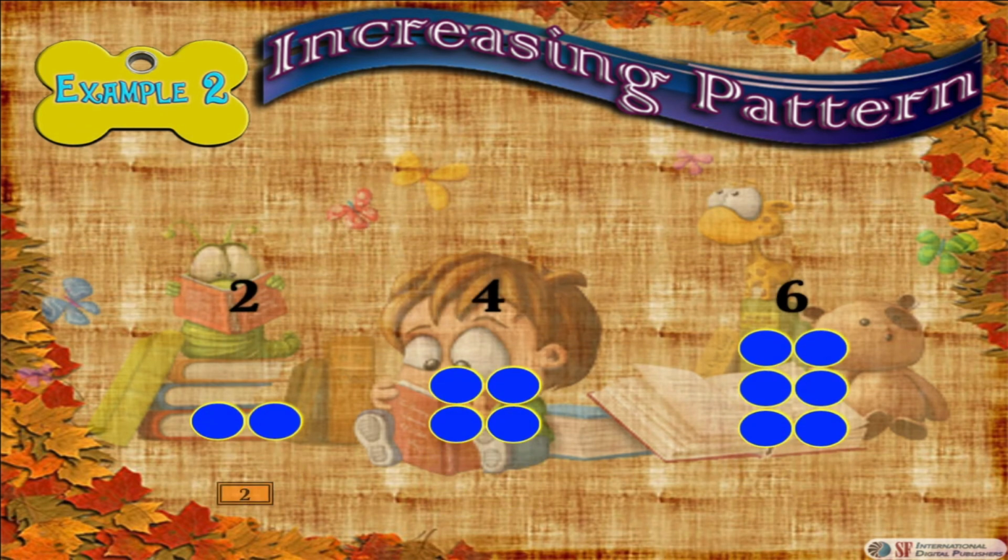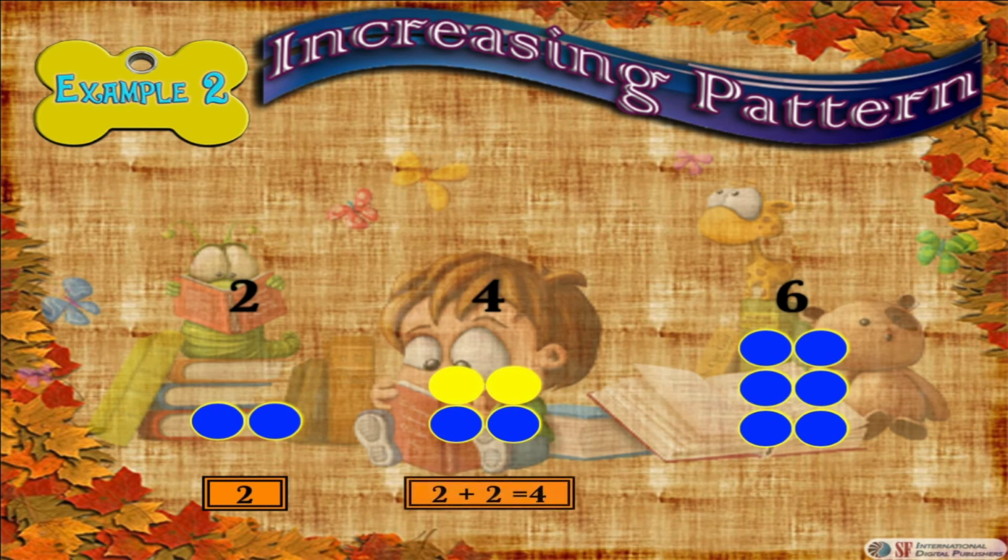The first group has 2 balls. The second group has 2 balls plus 2 more balls, making a total of 4 balls. Following the same sequence, the third group has 4 balls plus 2 more balls, making a total of 6 balls.